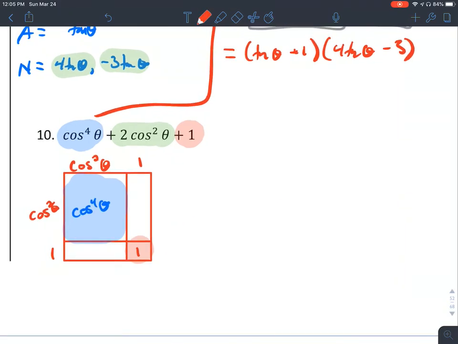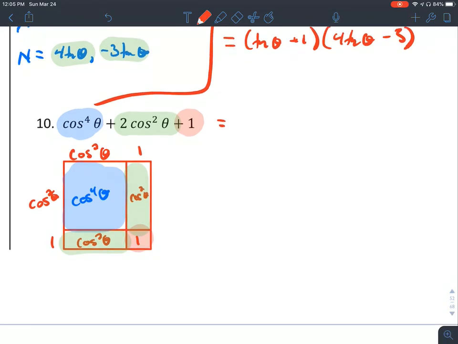So the area of this rectangle is cosine squared of theta. This one's cosine squared of theta. There are 2 of those, just like there are 2 of those right here. A lot of explanation. Just trying to give you a visual of how this works.